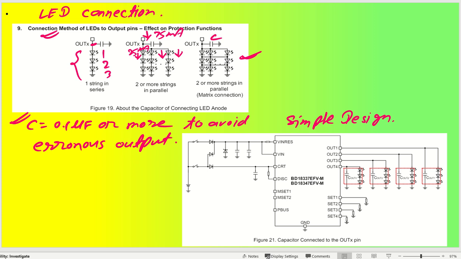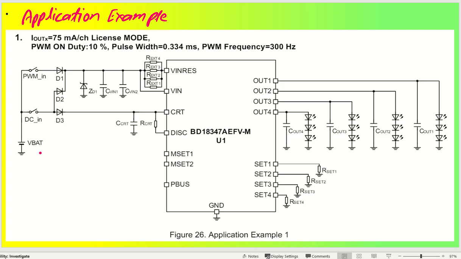Let us now talk about some of the applications given in the datasheet itself. The very first application is I out X set to 75 milliampere per channel in license mode. License mode means both the MSET pins will be left open, left floating, there are no issues at all. And PWM duty is set to 10%, with PWM width of 334 microsecond, and PWM frequency is 300 Hertz.